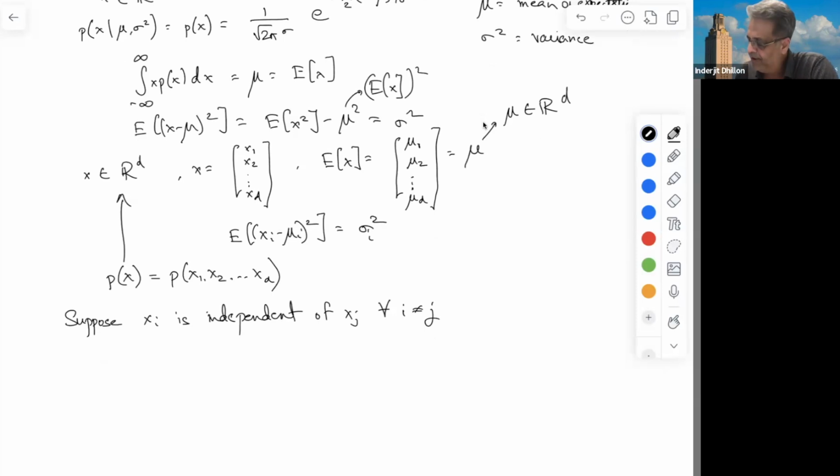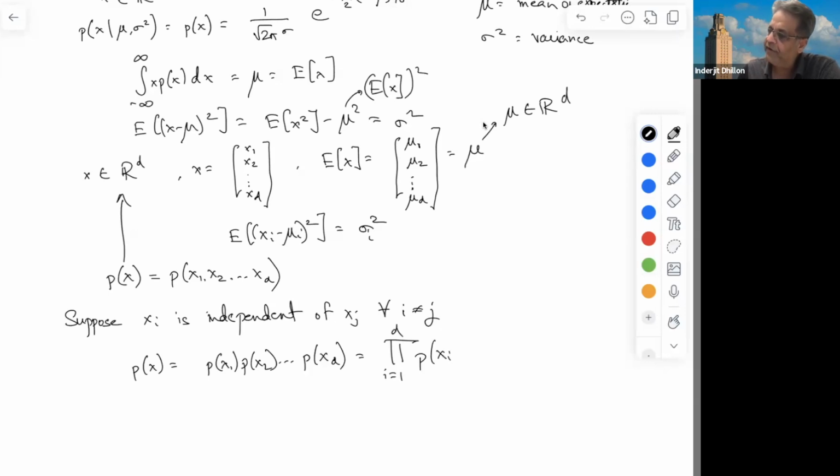And we know that the joint distribution in that case is just the product. Maybe I'll just write it in case you're not familiar with this notation: it is P of x1, P of x2, up to P of xd. That's the product of these, and it is denoted by the product symbol, for i equal to 1 to d of P of xi.